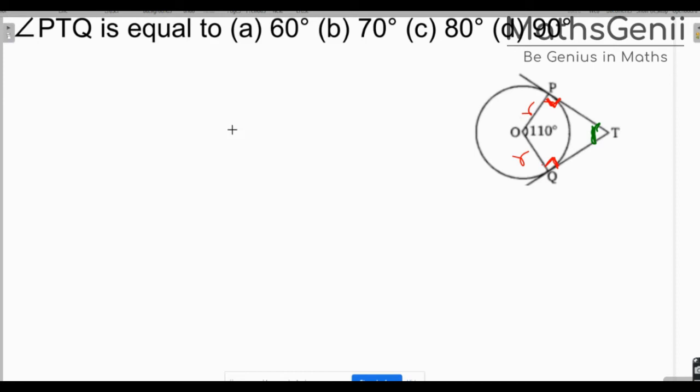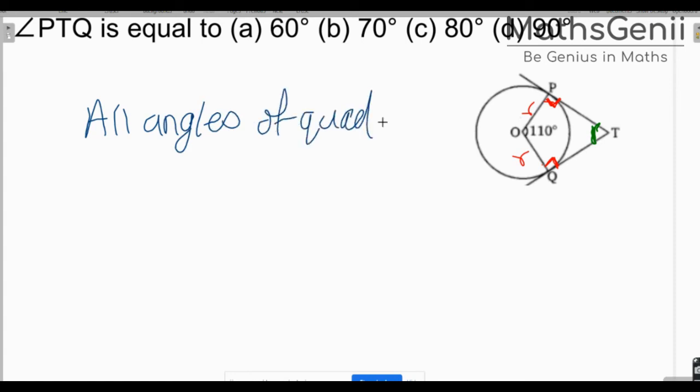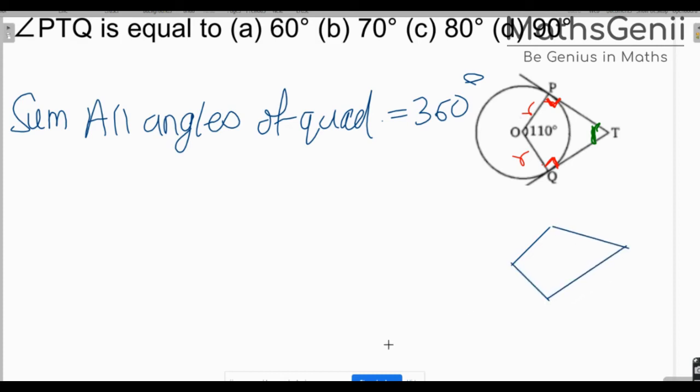The sum of all angles of a quadrilateral is 360 degrees. And is this not a quadrilateral? This shape has four sides, right? This is your quadrilateral, P, O, Q, T. So this is given 110. This you just found out to be 90. This is 90. This you don't know.